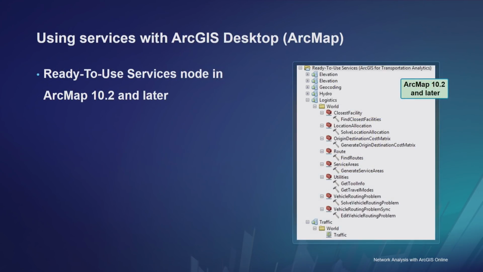Using the services with ArcMap, from the catalog window, you would connect to your ready-to-use services, go to logistics, and then there's a whole slew of toolboxes, one for each one of those types of analysis that you could run those asynchronous geoprocessing services, or put them in another model to string along a bigger process.